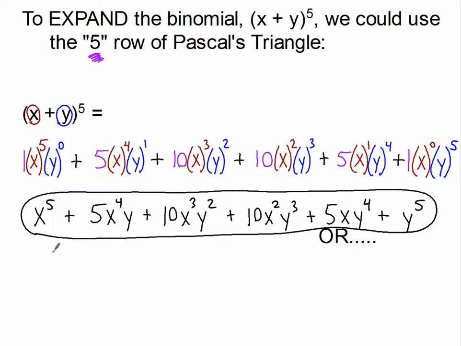And in fact, in our answer, you can still see the row of Pascal's coefficients, 1, 5, 10, 10, 5, 1. I'm going to show you another method that we can use to expand a binomial, but I'll do that in the next tutorial. I'd like to flip over to example 2.